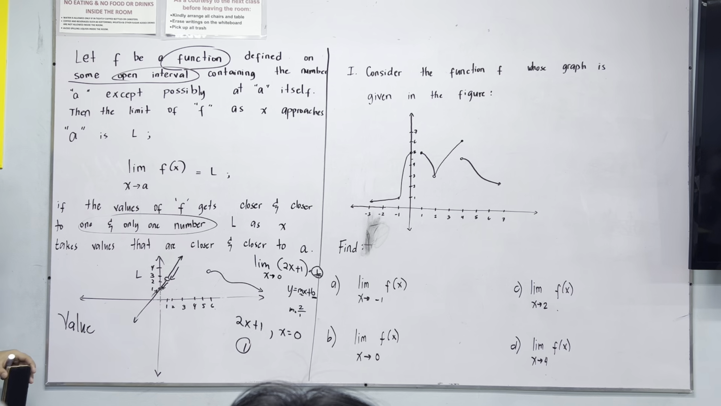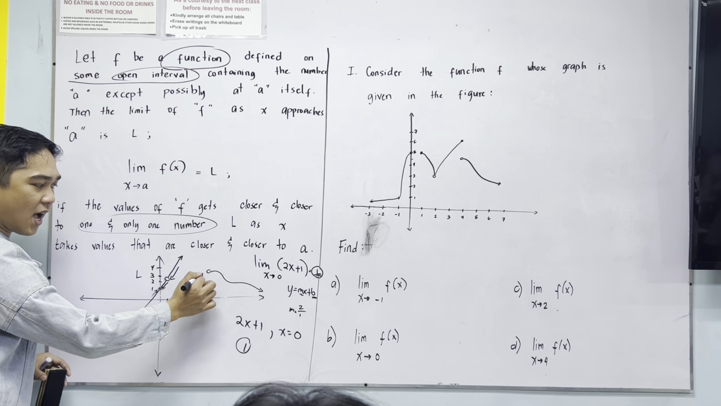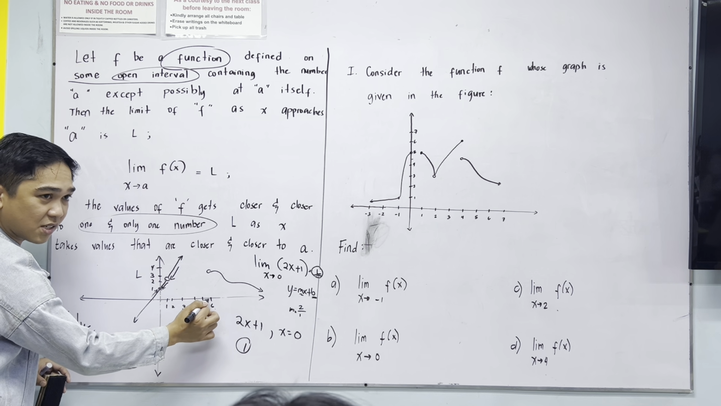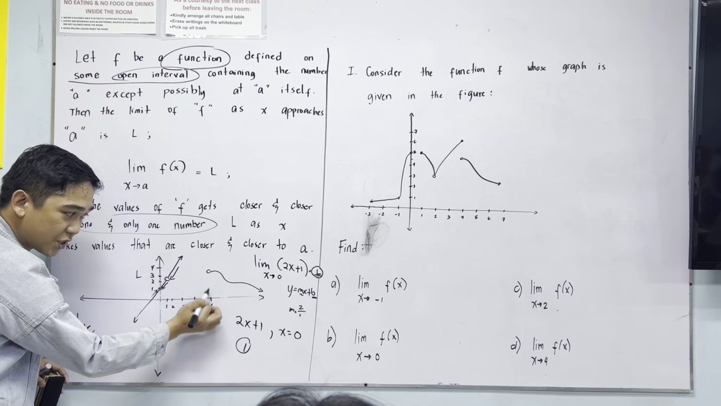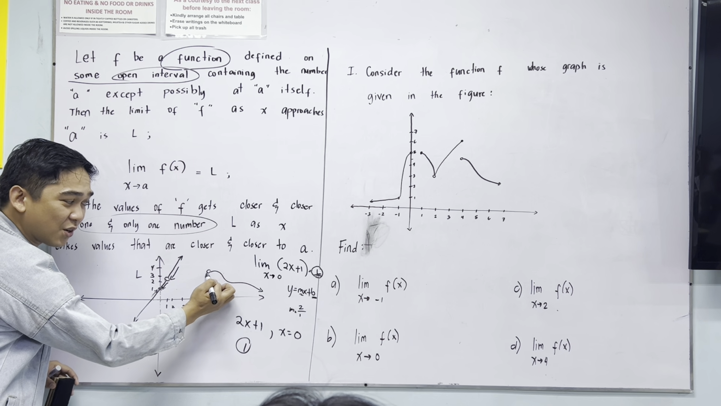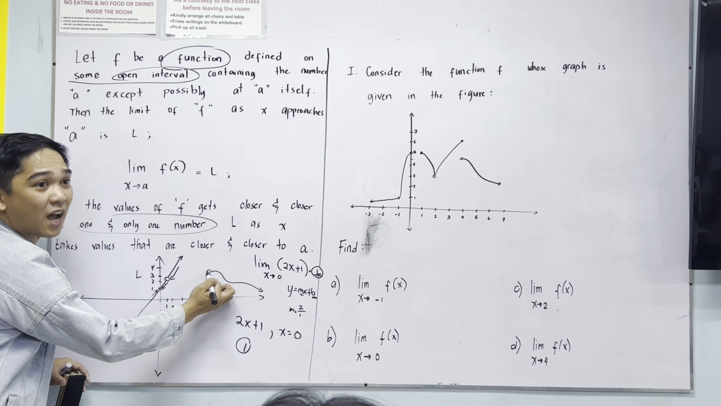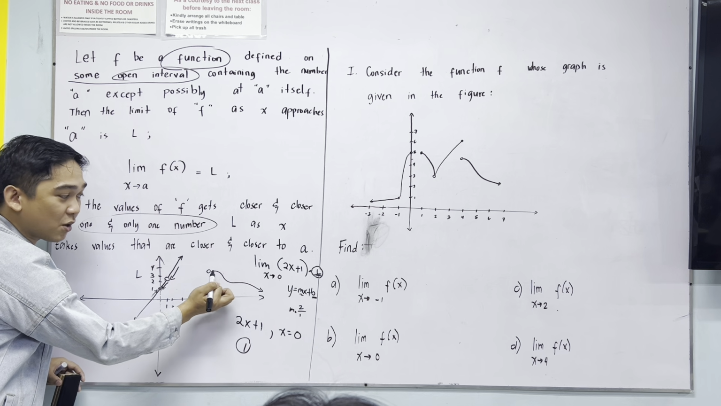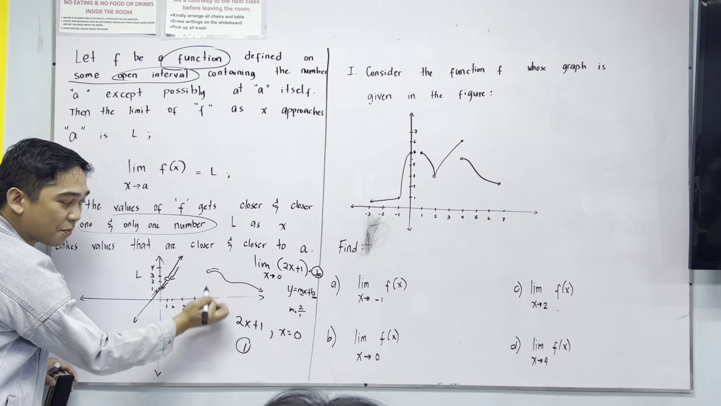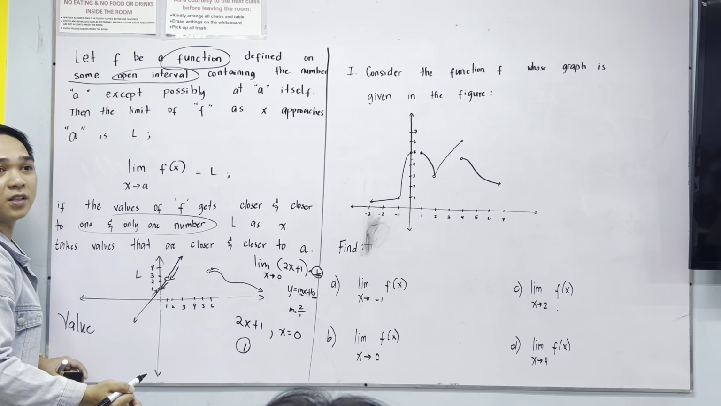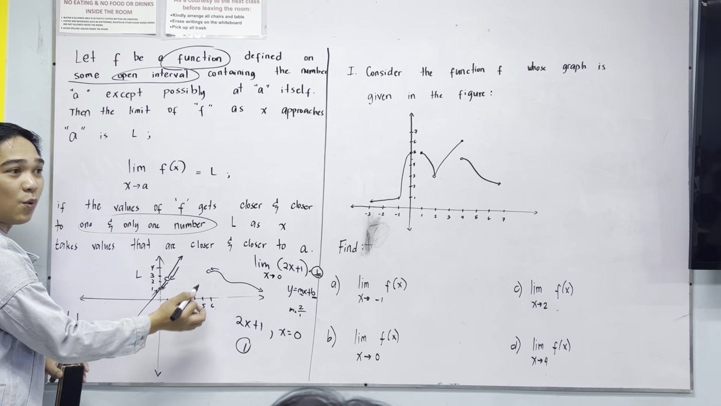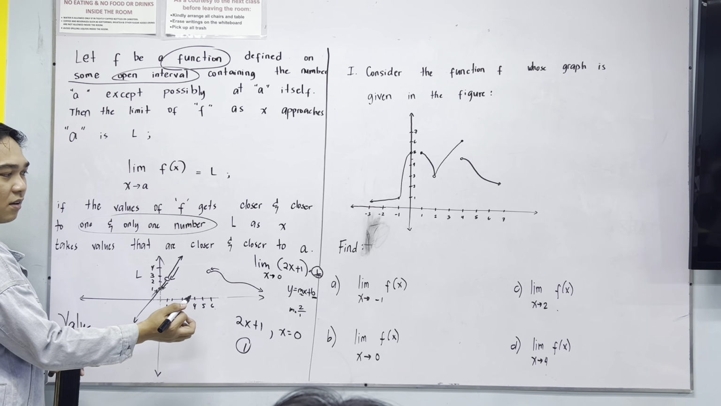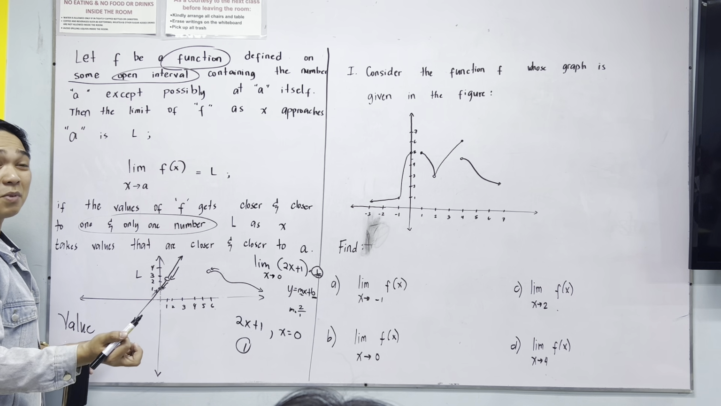Okay, i-check natin dito, as we are approaching 6, sa left side wala tayo, hindi nagpatuloy yung graph. Pero sa right, meron tayo. As approaching 6, the right meron. Pero sa left, wala. Ano mangyayari? Meron ba tayong limit?